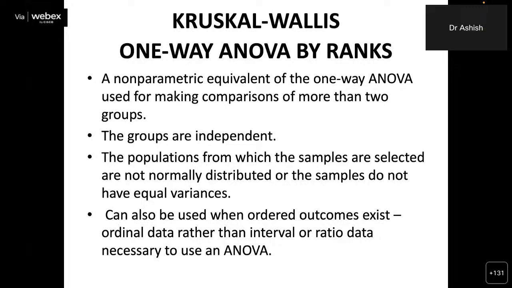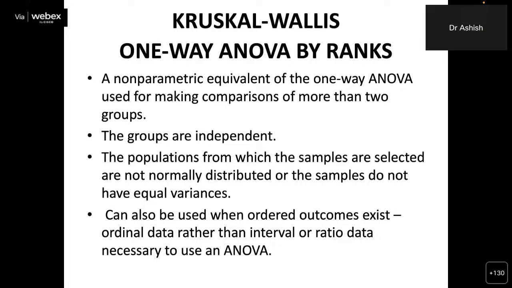Okay, for the independent t-test, we have the Wilcoxon rank sum test. For the paired t-test, we have the sign test and Wilcoxon signed rank test. Now, these tests are basically for two samples only. But what happens if the number of groups is more than two? If the number of groups is more than two, in parametric tests, we use one-way ANOVA. Identical to one-way ANOVA, we have a non-parametric test, which we call the Kruskal-Wallis one-way ANOVA. It also uses the ranks. So this non-parametric equivalent of one-way ANOVA is used for comparing more than two groups.